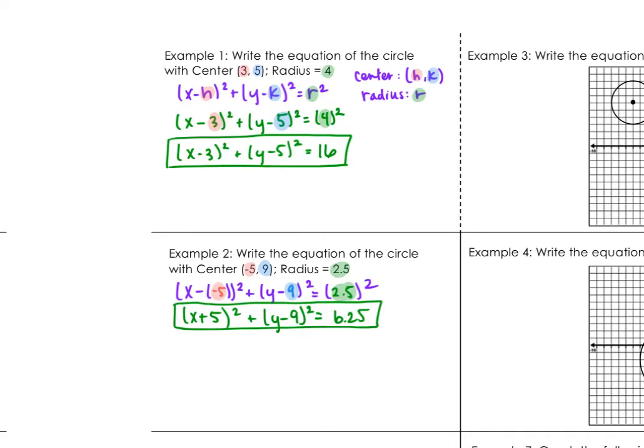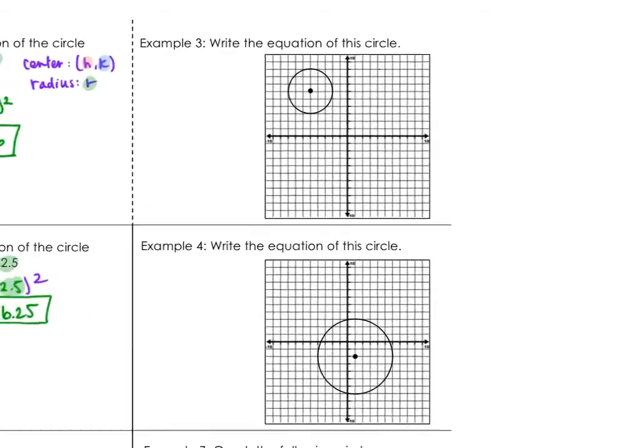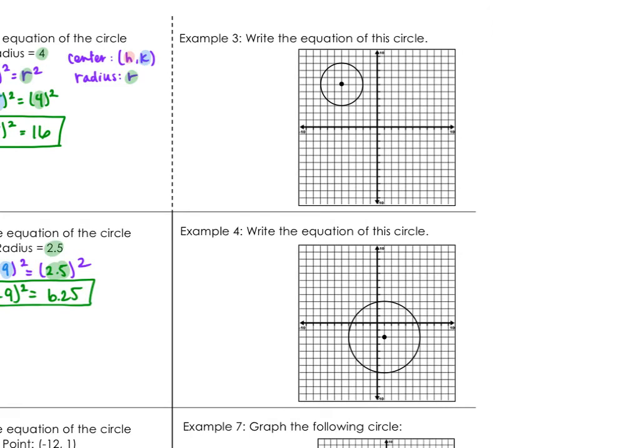Now let's look at how to write the equation of a circle when given a graph. For these ones, we're going to want to identify the center and we're going to want to identify the radius. Once you identify the center and the radius, then you can do what we did in example 1 and example 2 and just plug it in.